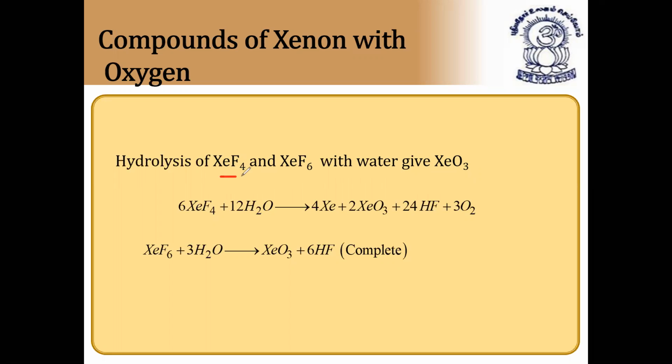Xenon tetrafluoride and xenon hexafluoride on reaction with water form xenon trioxide. For example, xenon tetrafluoride on hydrolysis forms xenon plus xenon trioxide plus HF plus O2. Very, very important reaction. And xenon hexafluoride on hydrolysis will form xenon trioxide along with hydrofluoric acid, that is HF. So these two reactions are important. They'll ask in the examination. So we'll get the xenon oxy compound, that is xenon trioxide.